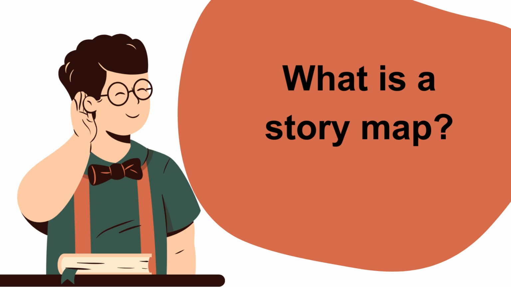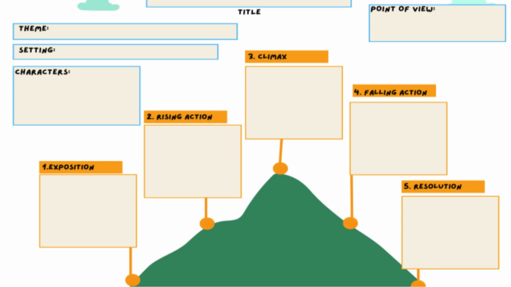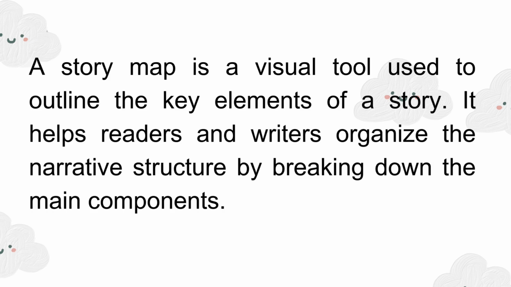To start with, let us answer the question, what is a story map? A story map looks like this. So let us first discuss the parts of a story map. A story map is a visual tool used to outline the key elements of a story. It helps readers and writers organize the narrative structure by breaking down the main components.